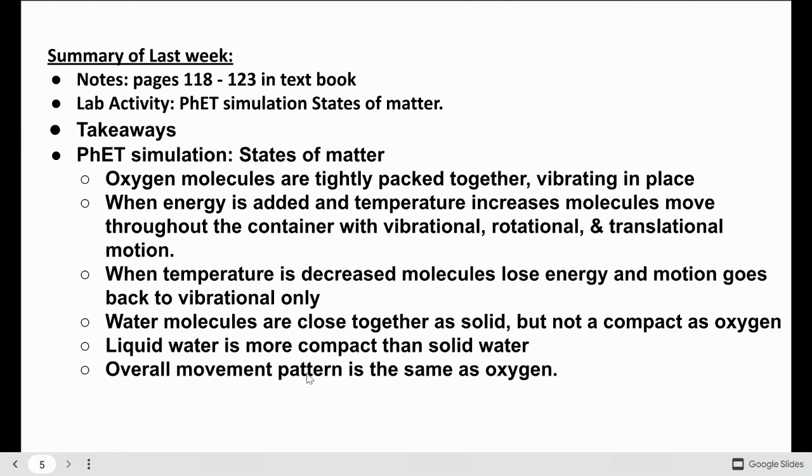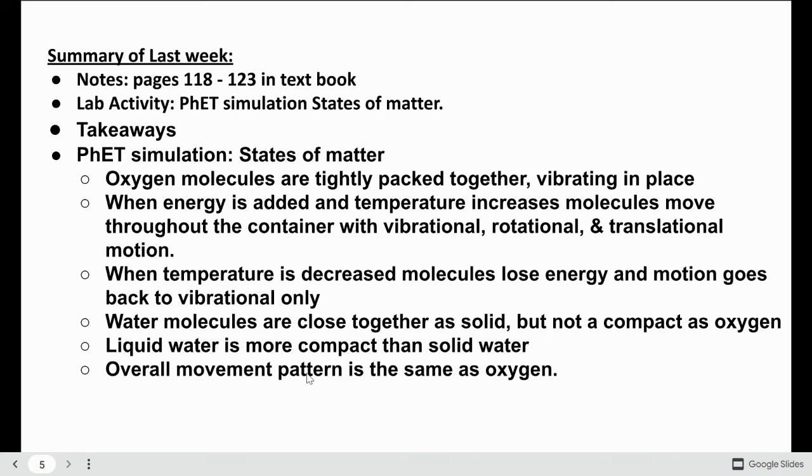Pages 118 to 123, we will upload onto Canvas shortly. It wasn't there when I was ready to make this video, so I will add that. And then at the end of the week, we asked you to do the FET simulation based on the states of matter. You looked at 2 substances on the simulation. One was oxygen, and the second one was water.